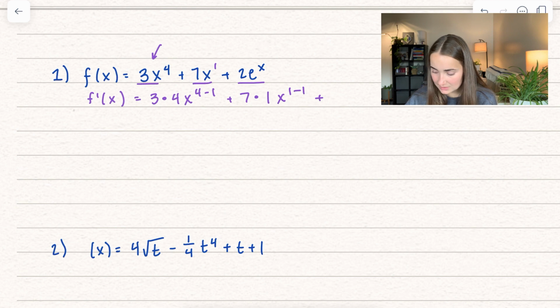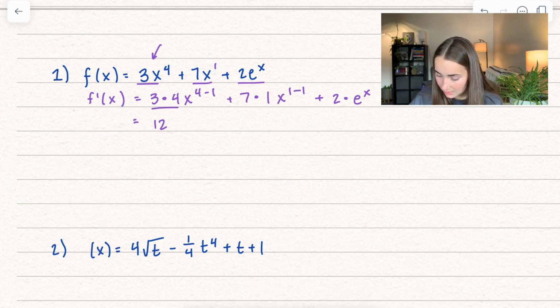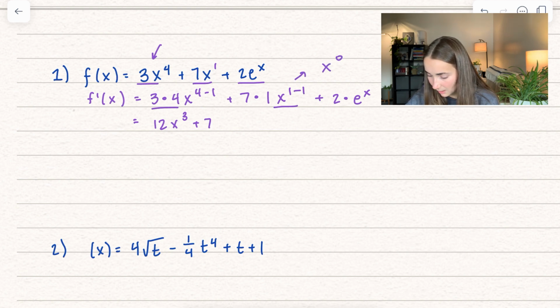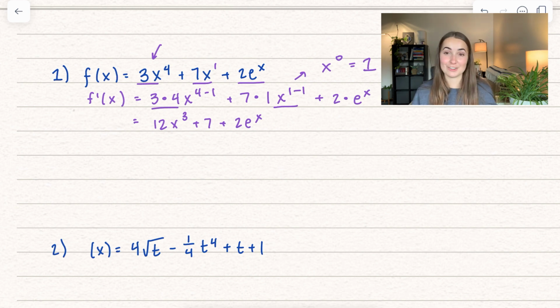Now moving on to the next term, we have 2 times that constant rule. And remember, the derivative of e to the x is just e to the x. So now we can go ahead and simplify this. So here I have 3 times 4 is equal to 12, and then x to the power of 3 plus 7 times 1, which is 7. But remember, this right here becomes x to the power of 0, which is equal to 1. And so that just remains 7. And now I get plus 2e to the x. And that is our entire derivative.